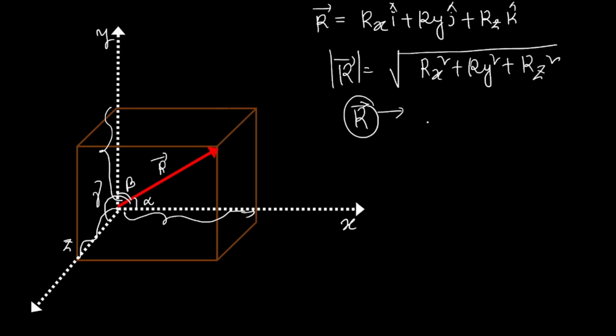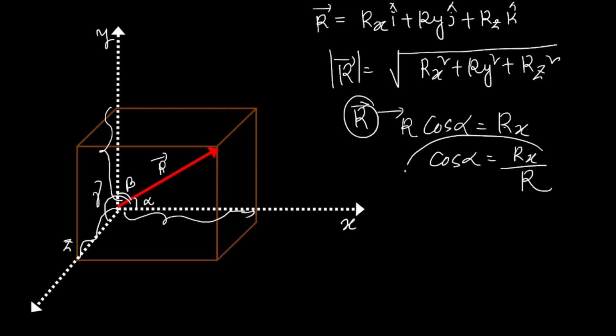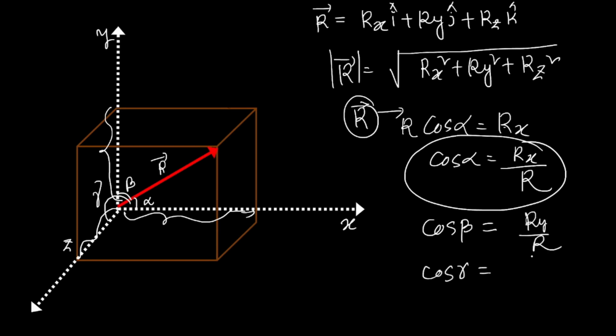Now for this r vector, if its direction is asked, then it is written in the form of direction cosines, meaning the cos of the angle made by this vector with the axis. That is cos alpha. What will be cos alpha? The x component is written as r cos alpha, so cos alpha is given as rx by r. Next, cos beta, the angle beta made by the vector with the y-axis, is ry by r, and cos gamma is rz by r.